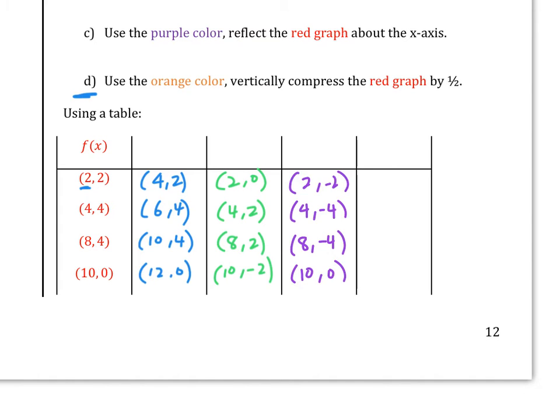And then the last one, the orange one. So what we did was we said we basically shrunk the y by half. So we took the original x, we kept it the same, but then we took the y and then we divided by 2.